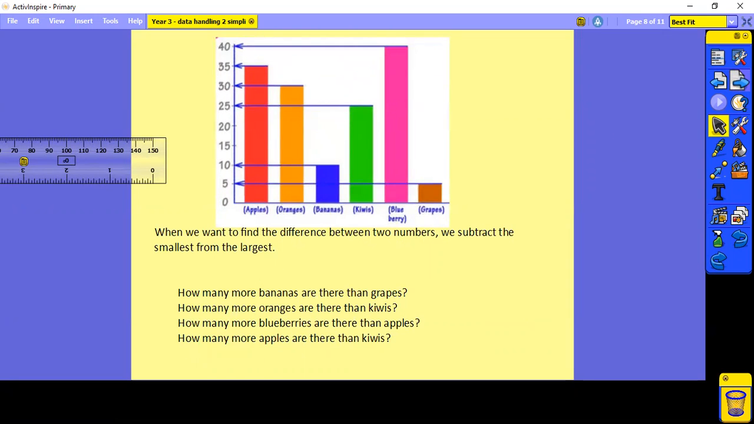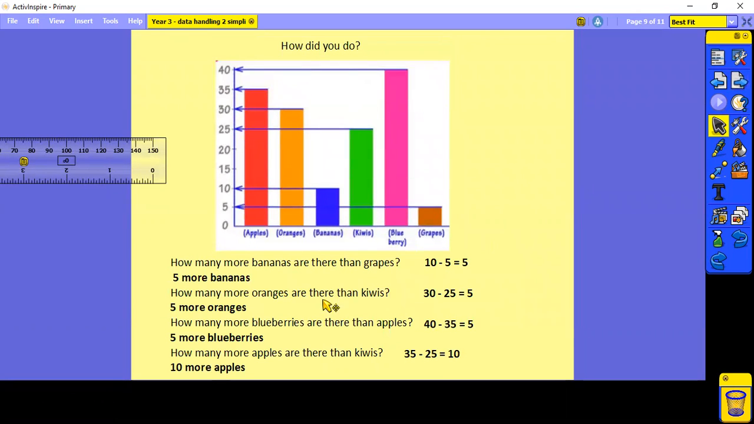When we want to find the difference between two numbers, we subtract the smallest from the largest. So using that, have a look at the questions here and see if you can work out the answers. How did you do? So the first one asked, how many more bananas are there than grapes? So we can see that there are 10 bananas and there are 5 grapes. So 10 take away 5 equals 5. There were 5 more bananas.